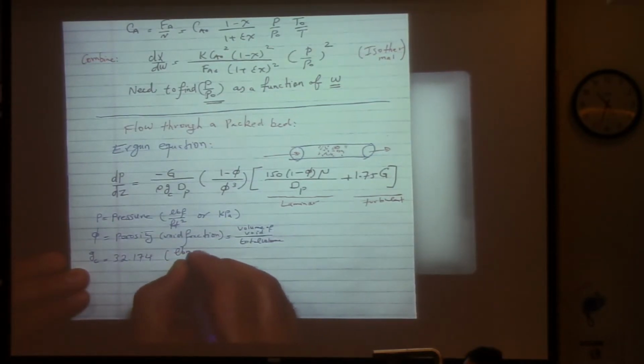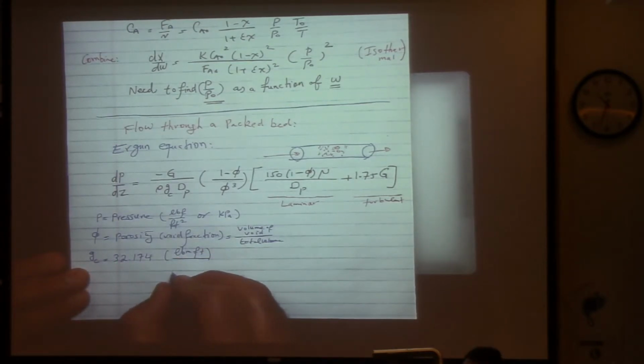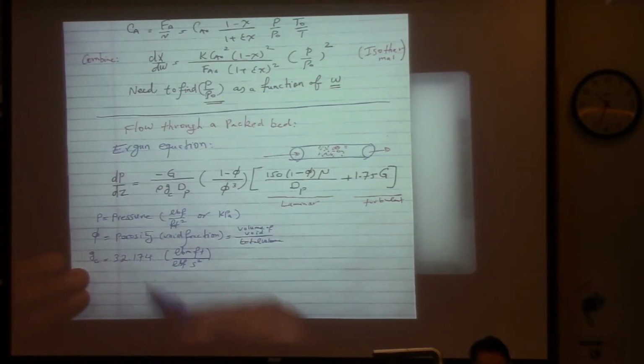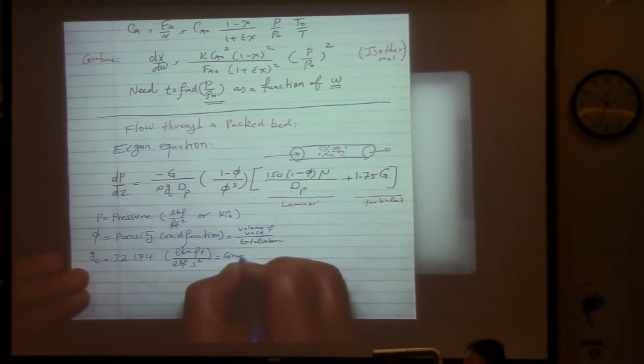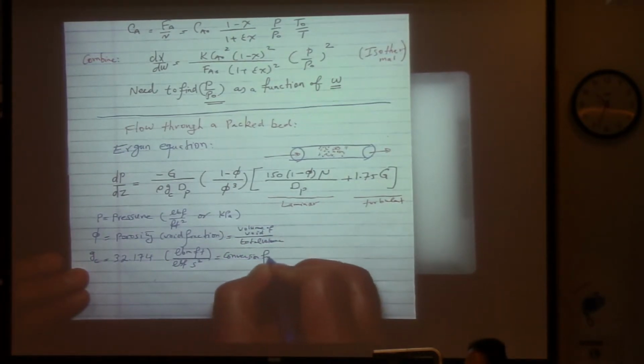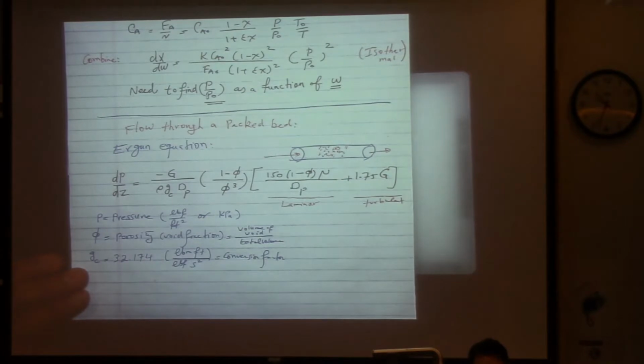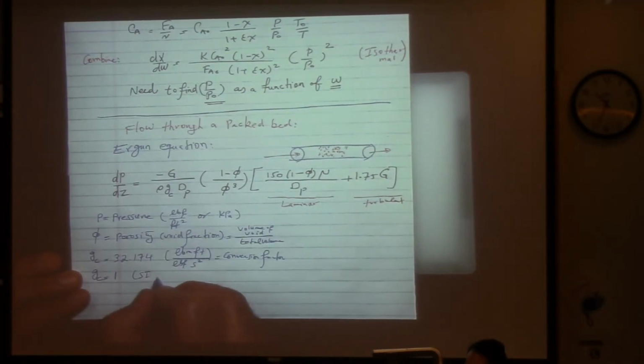32.174 pound mass feet over pound force second squared. So basically you see there is a relationship between pound mass and pound force. That's what you see in G sub C. It's a conversion factor. G sub C is 1 in SI units, so you don't need to worry about this one.